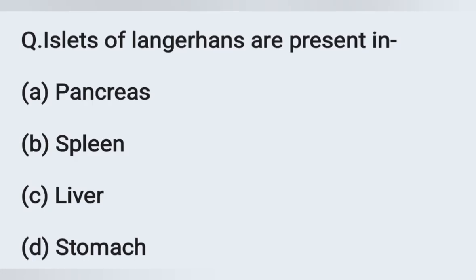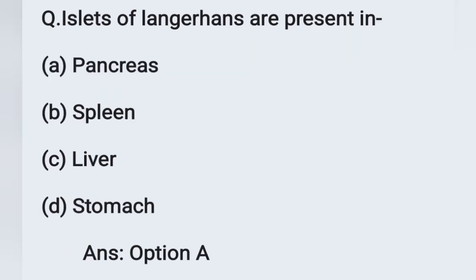Islets of Langerhans are present in, options. Option A, pancreas. Option B, spleen. Option C, liver. Option D, stomach. Islets of Langerhans are present in the pancreas. Option A is the correct answer.